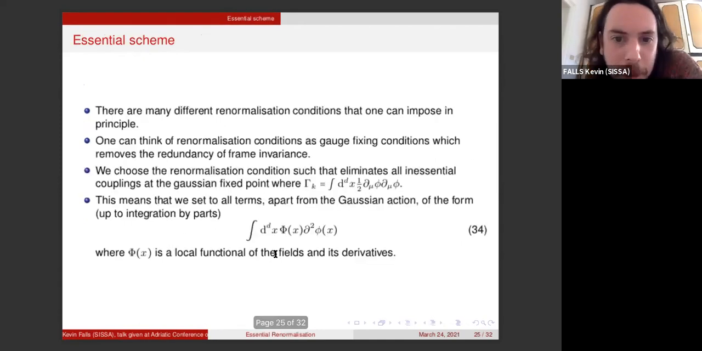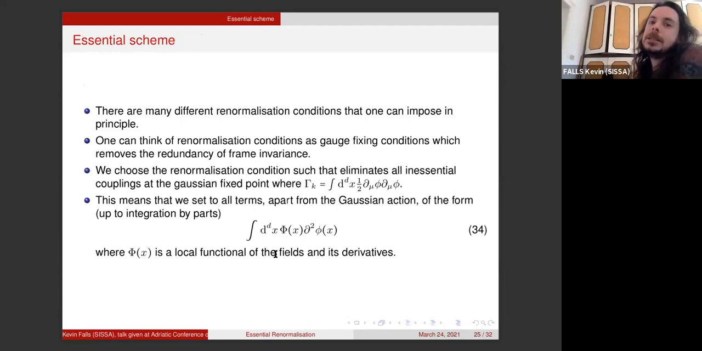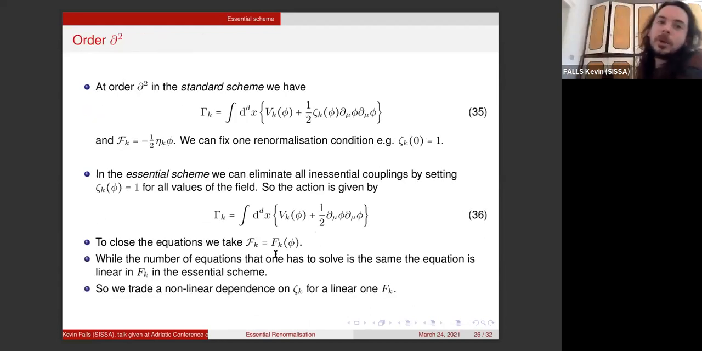So this is the idea, and then we can see how this idea works where we make the order two approximation in this derivative expansion. In the standard scheme, this would mean that the action has this form, where we have this function zeta, which is playing the same role as z in the example I gave in the classical field theory. And in the standard scheme, we can just fix one of the couplings in z. So we can just pick a value of the field, for example, the field equals zero, and set this guy to one. But other than this constraint, we have to solve the flow equation to find zeta.